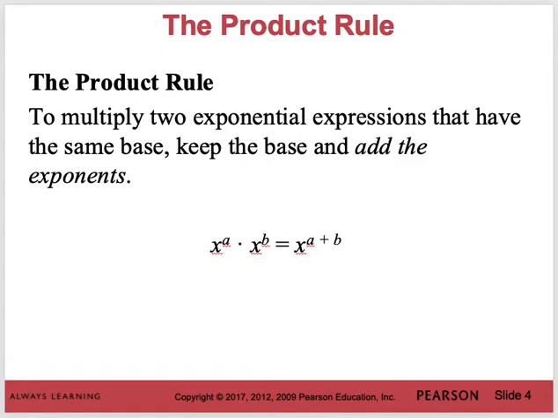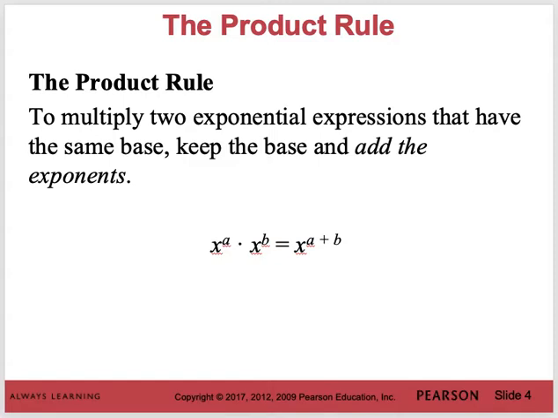The first rule is called the product rule. To multiply two exponential expressions that have the same base, all you would do is add the exponents. So if I had the same number being raised to a different exponent, I would only need to take that number, keep it the same, and add the two exponents together.